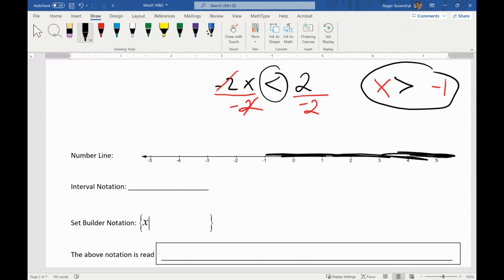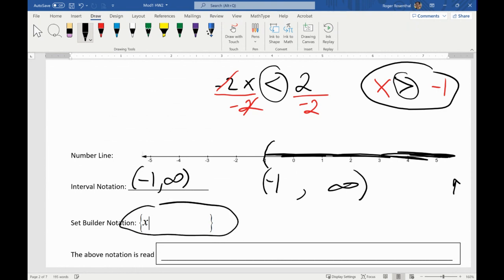And the way you probably will see it in the homework, instead of the open circle I'd like to show, they put a parentheses on there. In interval notation, you ask yourself, what's on the left side? Negative 1. What's on the right side? Infinity. You put a comma between them. Infinity always gets a parentheses. And because we have greater than and not greater than or equal to, you put a parentheses there. So that's the answer in interval notation.